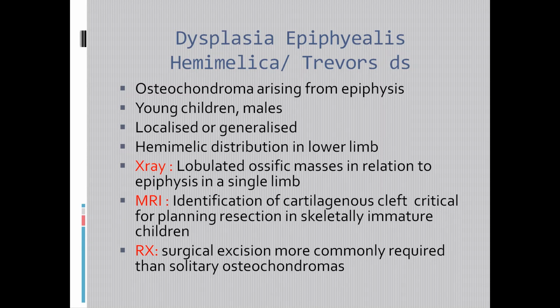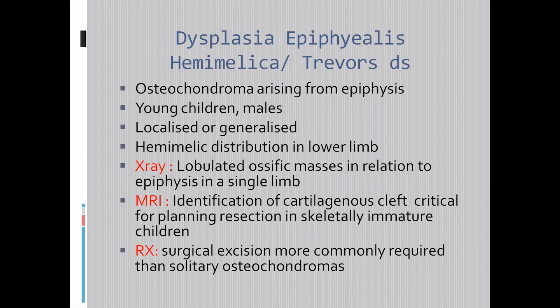MRI is important for identifying the cartilaginous cap, the signal of the lesion, and also assessing the effect that the mass has on surrounding structures, whether it's causing any vascular or neural compression. Also, it's important for identification of the cartilaginous cleft, which is critical for planning resection in skeletally immature children.